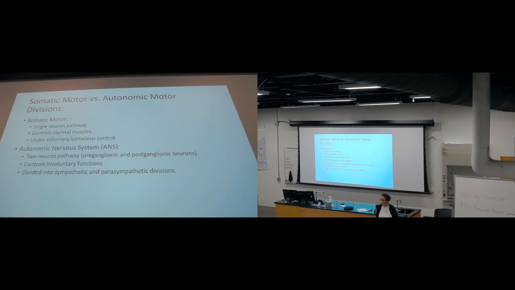Differences between somatic and autonomic nervous system. Somatic motor only uses a one-neuron pathway. It controls the skeletal muscles and is, again, under voluntary or conscious control, while the ANS is a two-motor pathway, and you have a neuron that is called preganglionic neuron that connects to another neuron that is called postganglionic neuron. And then the ANS is subdivided majorly into sympathetic and parasympathetic, but we also have another one that's called enteric nervous system.